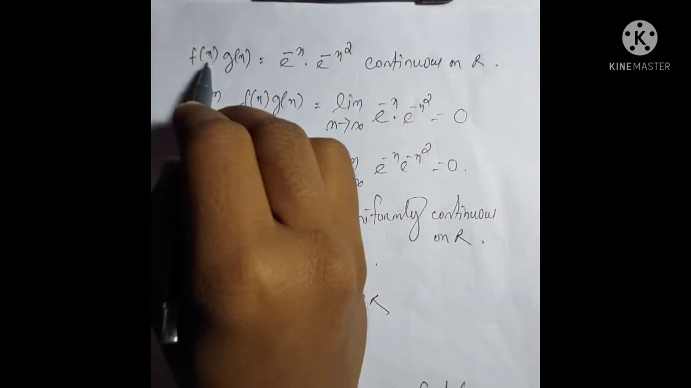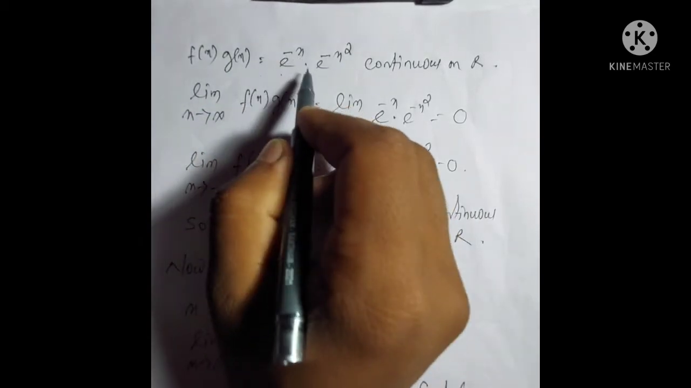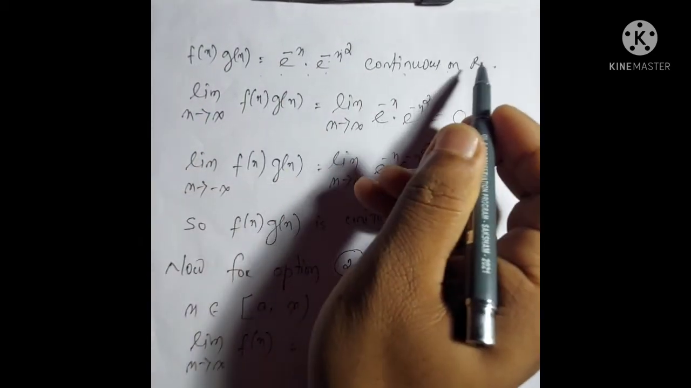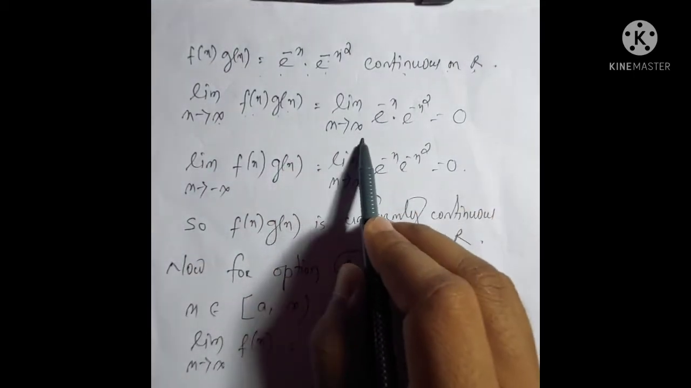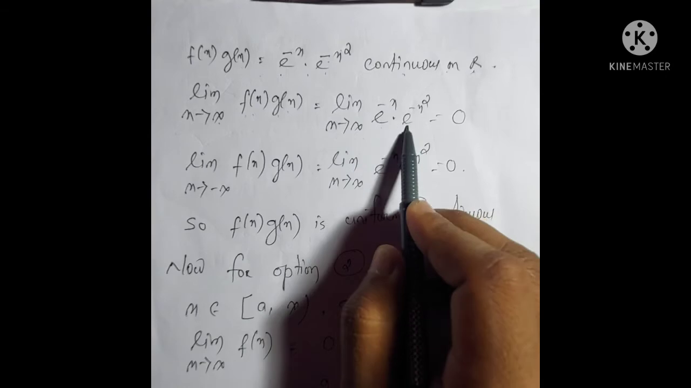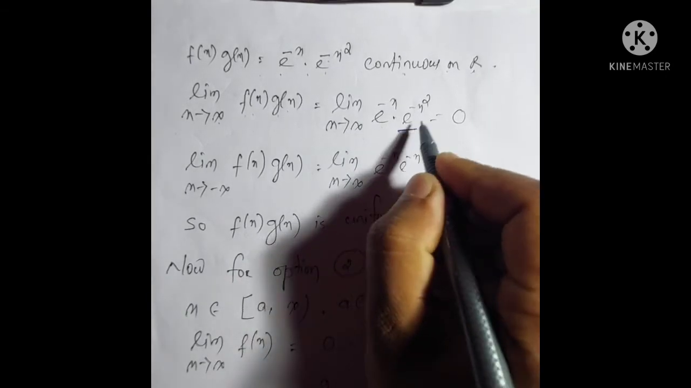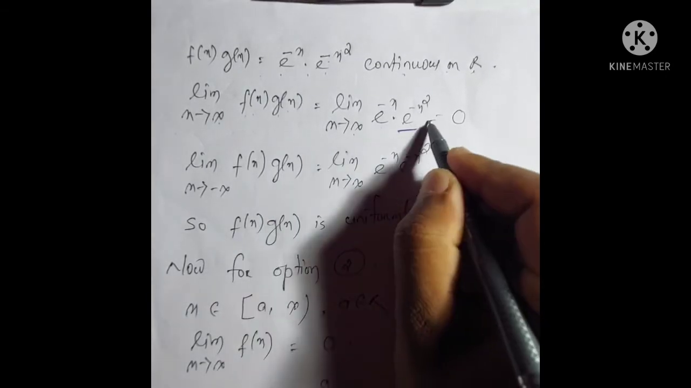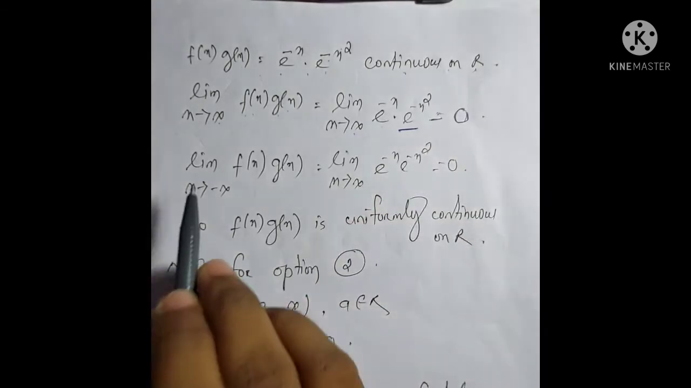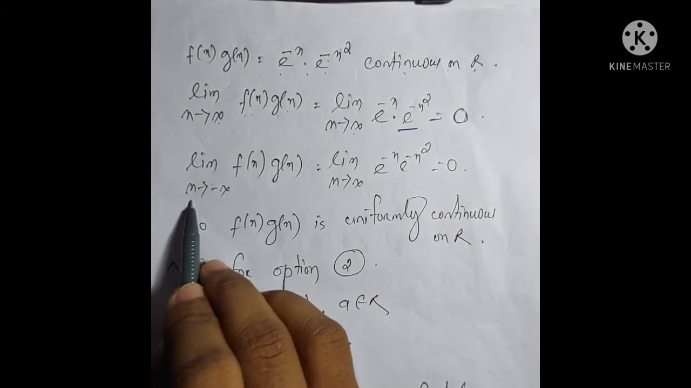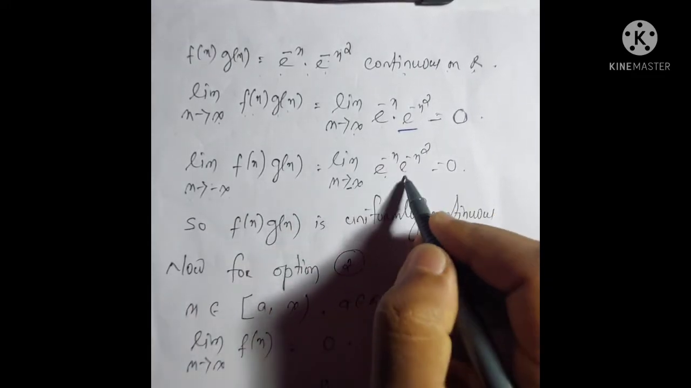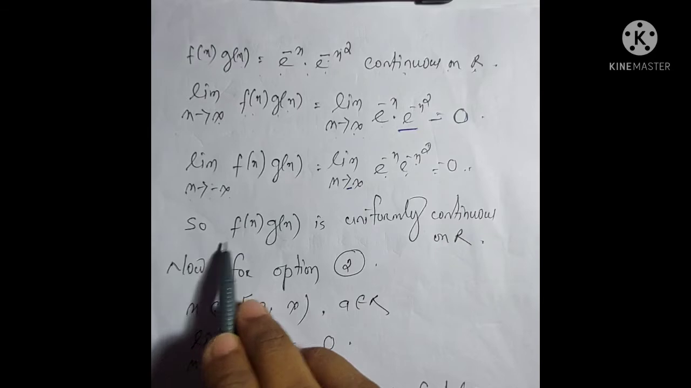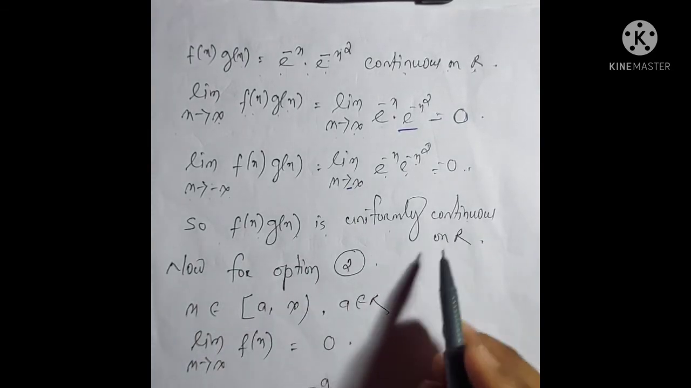Now for option 4, the product of f(x) and g(x) is e^(-x) times e^(-x²), which is continuous on R. Now the limit as x tends to infinity of f(x) times g(x) is the limit of e^(-x) times e^(-x²), but the limit of e^(-x²) when x tends to infinity is 0, so the product limit is also 0. Similarly, the limit of f(x) times g(x) as x tends to minus infinity is the limit of e^(-x) e^(-x²), which is equal to 0. So f(x) g(x) is uniformly continuous on R.